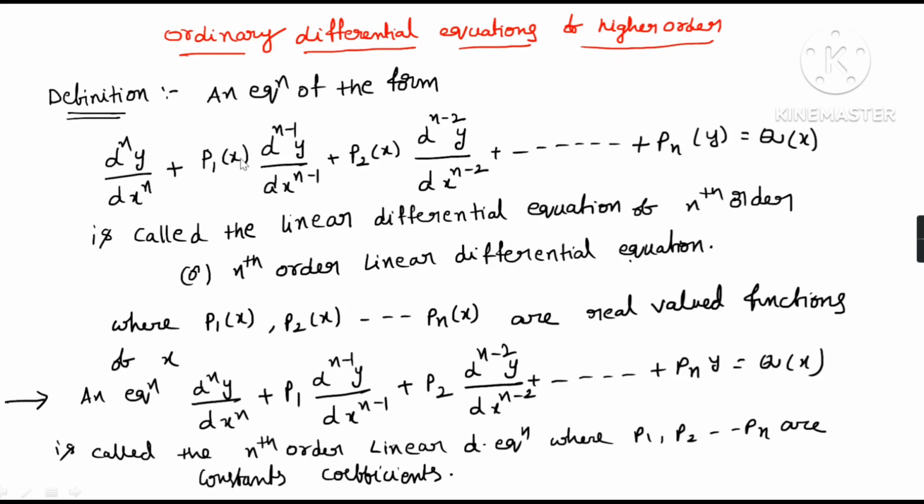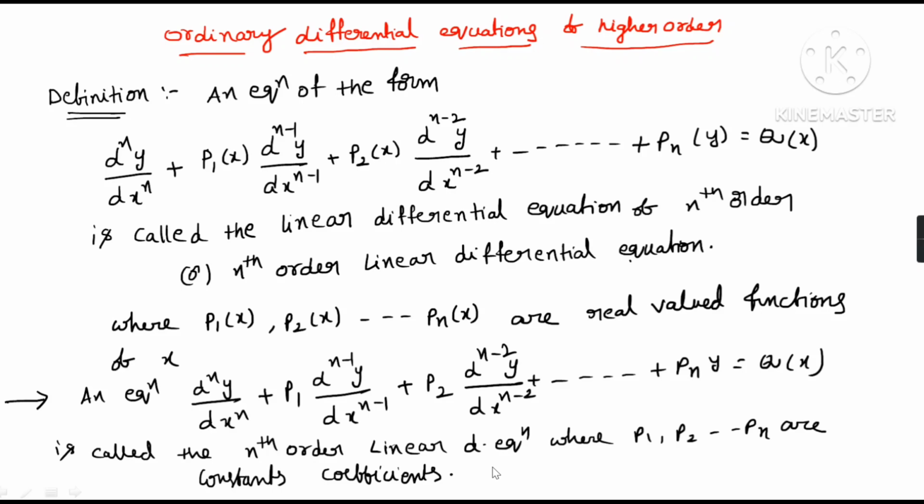where p1 of x, the coefficients for each and every term, p1 of x, p2 of x and so on, pn of x, are real valued functions of x. Sometimes p1, p2 may not be in terms of x; sometimes they may be constants. That is, the equation d^n y by dx^n plus p1 d^(n-1) y by dx^(n-1) plus p2 d^(n-2) y by dx^(n-2) plus and so on pn y equals q of x is also called an nth order linear differential equation, but here p1, p2 are constant coefficients.